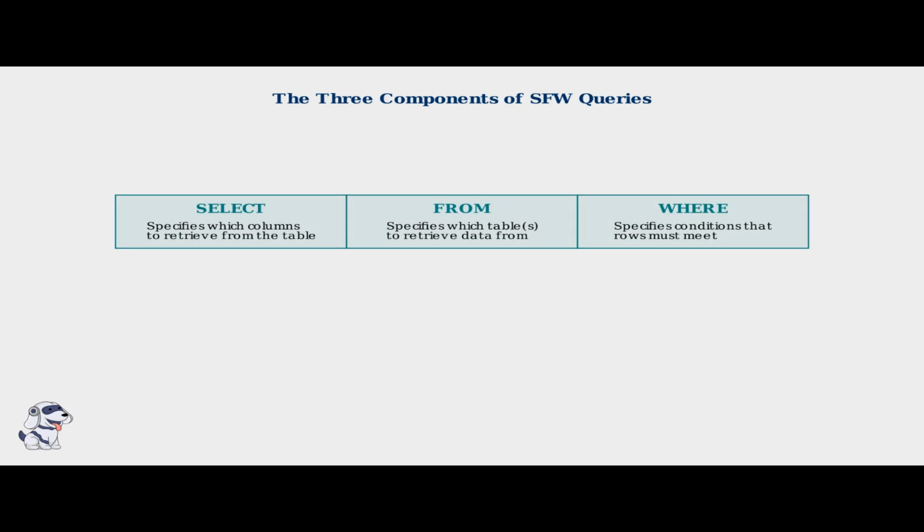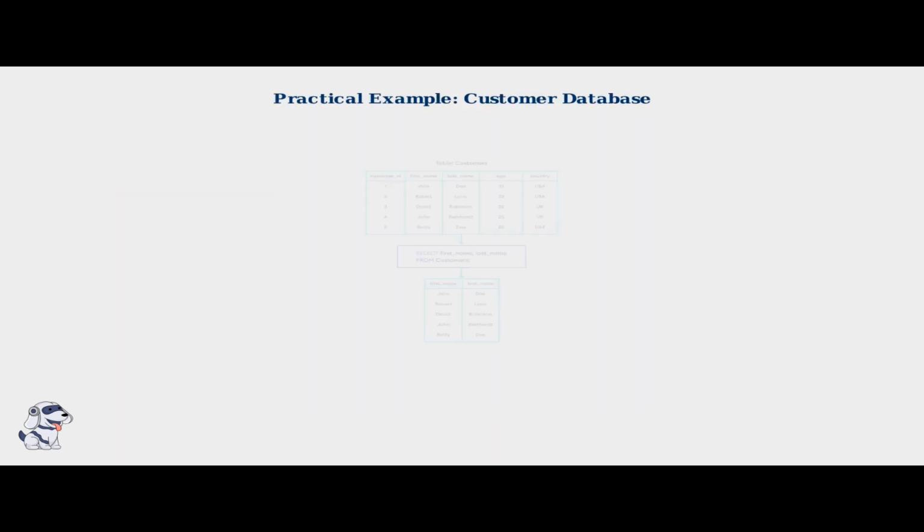Select specifies which columns we want to retrieve. From tells us which table to get the data from. Where allows us to filter the results based on specific conditions. Here we have a customer database table with columns for customer ID, first name, last name, age, and country. This table contains all the customer information we might want to query.